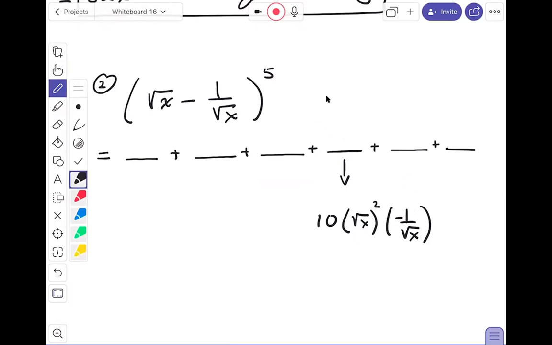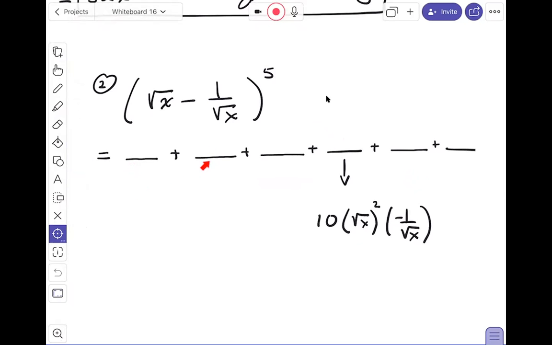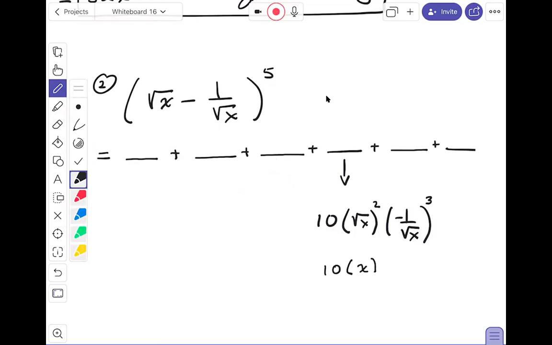Let's do the other guy's power. 0, 1, 2, 3. Let's write that down. Yes, you're expected to do the arithmetic. What do you get over here? 10. Root x squared is going to be x. Now, minus 1 cubed is minus 1. And root x cubed is going to be x root x.